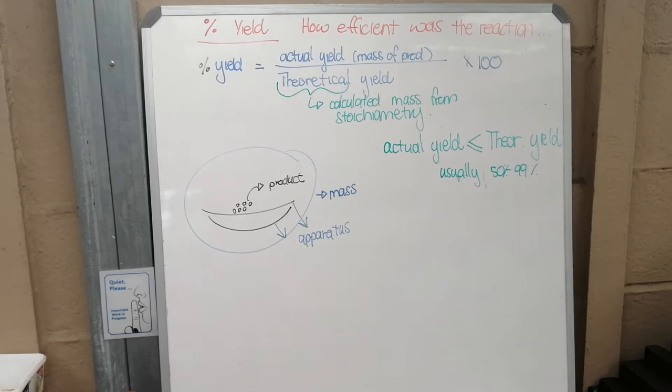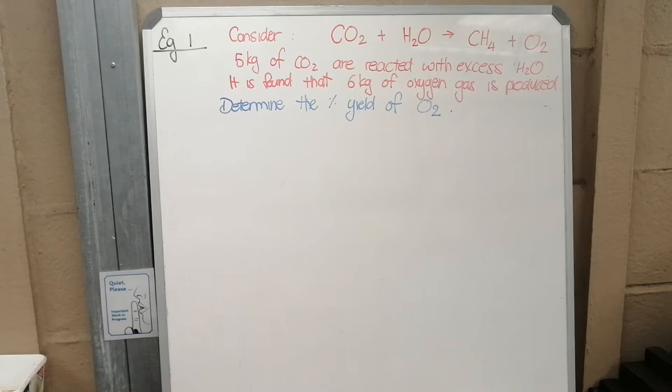Okay guys, so here's our question. We've got a reaction, carbon dioxide reacting with water to produce CH4, that's methane, and oxygen gas. They tell us that we've got 5 kilograms of carbon dioxide reacting with excess H2O. Remember, that just means enough H2O. And it is found that 6 kilograms of oxygen gas is produced, and we have to determine the percentage yield of O2.